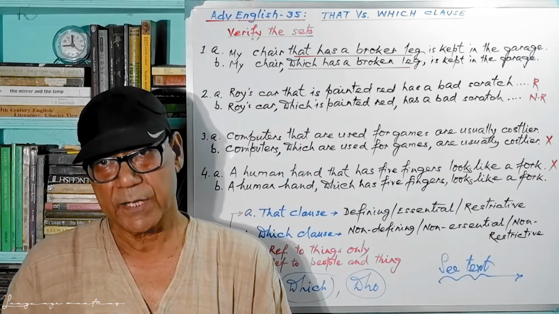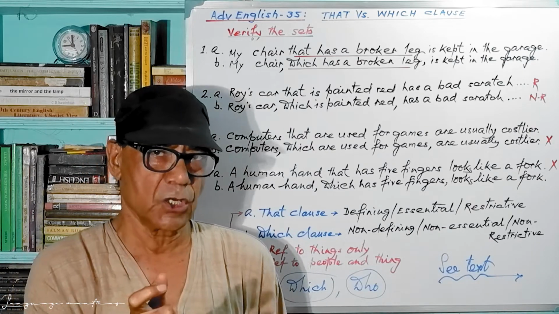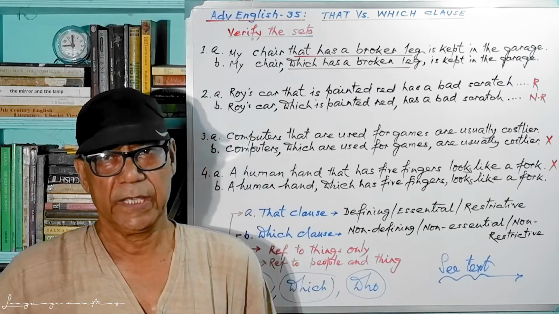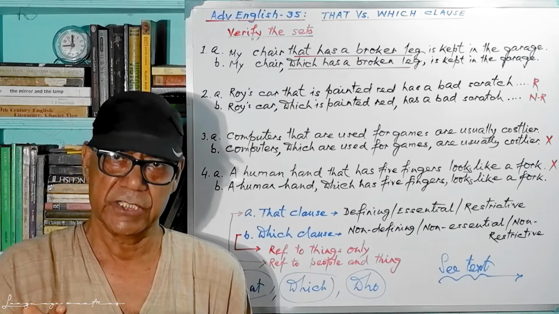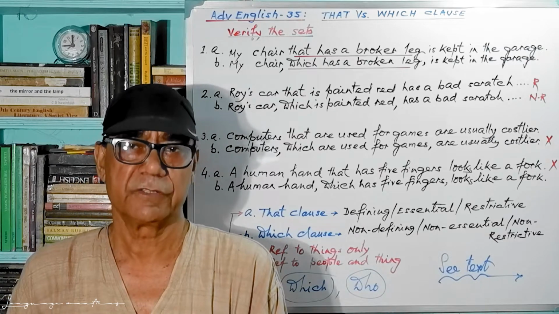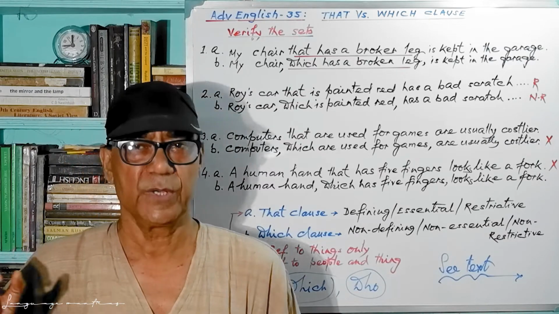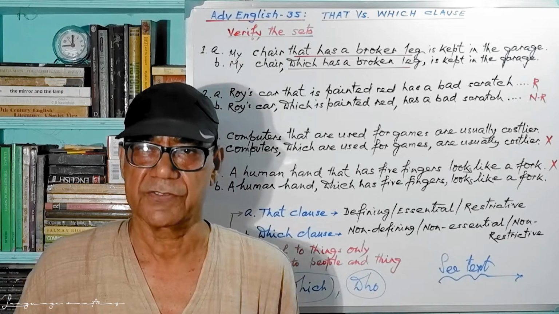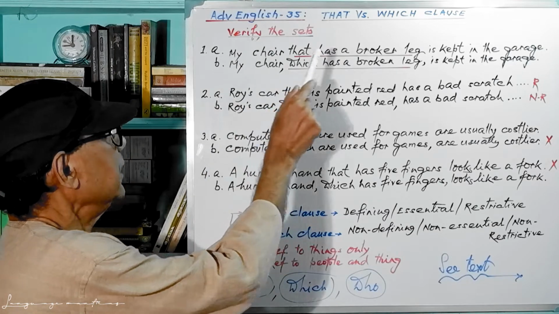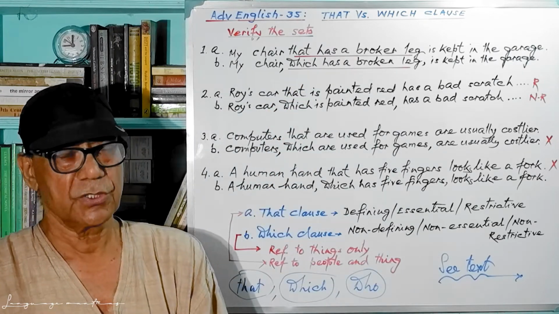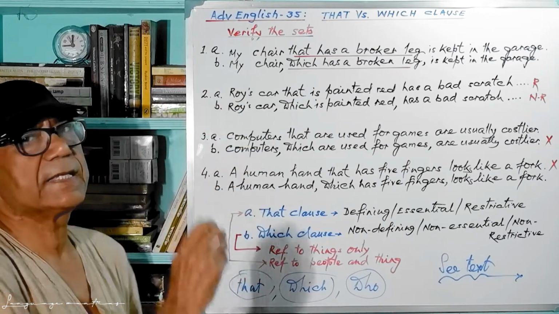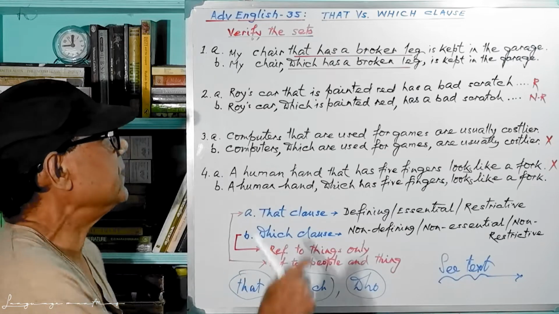Today, we're trying to see the basic difference between that clause and which clause. Normally, we use both these clauses interchangeably, but grammarians and scholars of usage may not agree with us. So let's see the difference. We have four sets of examples. A refers to that clause and B refers to which clause in all these examples. Let's see the first one.